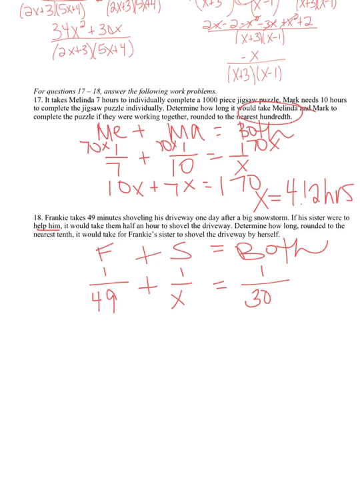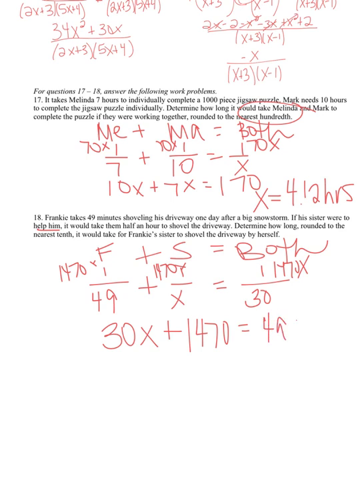So here my LCD is going to be, I'm just going to multiply them together, and I get 1470x. So Frankie's fraction reduces to be 30x plus 1470 equals, both is going to reduce to be 49x. And then I have a linear equation, so I subtract 30x and divide both sides by 19, and I'm going to get x equals, rounded to the nearest tenth, 77.4, and that is in minutes.